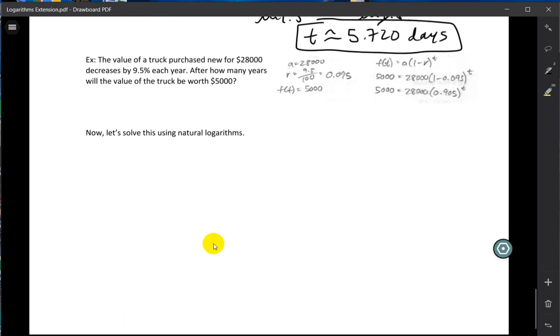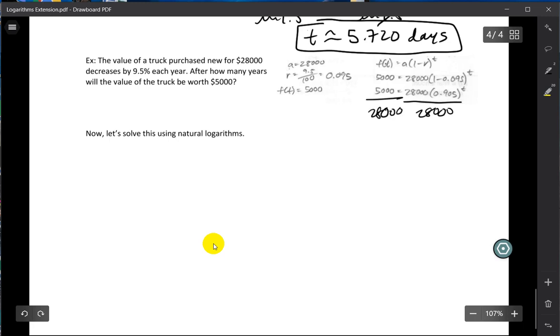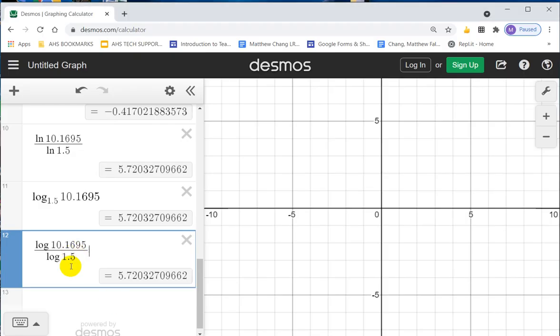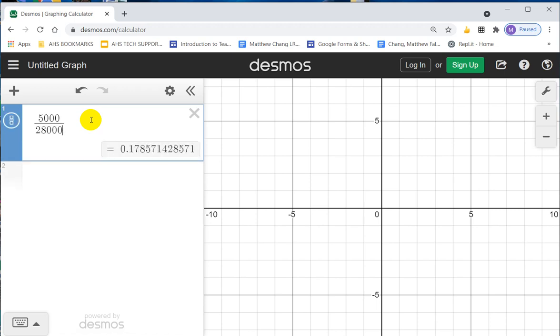There's one last problem that I want to show you, and it's the third time that I'm showing you this particular problem. So basically, I'm just going to run through it. You're going to use exponential decay, and you're going to end up with this here. What we want to do is divide the number on the outside by 28,000. So this cancels, and we simplify: 5,000 divided by 28,000 is 0.17857.